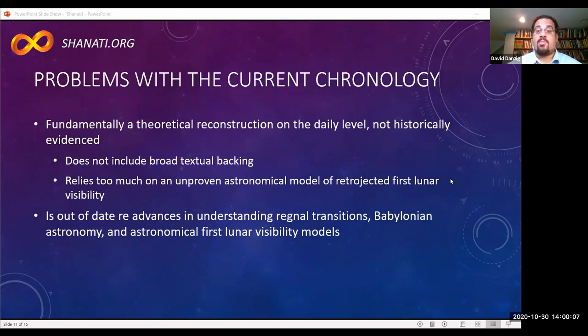So, although Parker and Duberstein claimed a high degree of accuracy for their reconstruction, the evidentiary basis of their work, which has been the standard first millennium BCE Old World daily chronology since 1942, is in fact critically lacking. Simply put, we require as much ancient evidence as possible attesting to the calendrical decisions that were made in ancient times in order to reconstruct the daily chronology. In addition, their work is now 80 years out of date regarding scholarship produced since about the regnal transitions, about Babylonian astronomy, and about astronomical first lunar visibility.